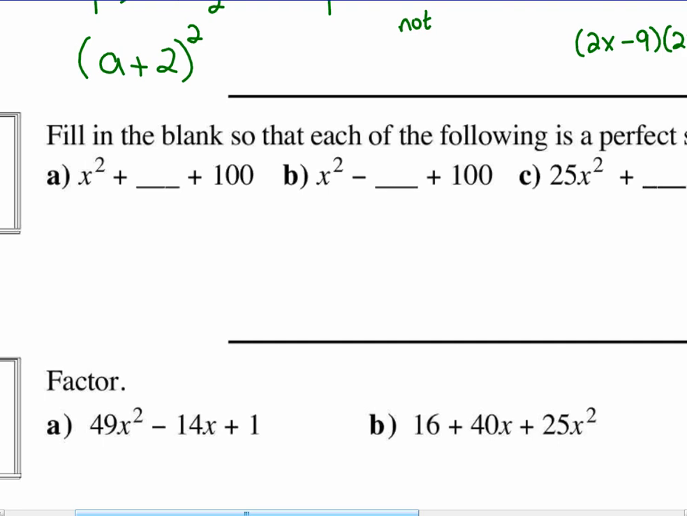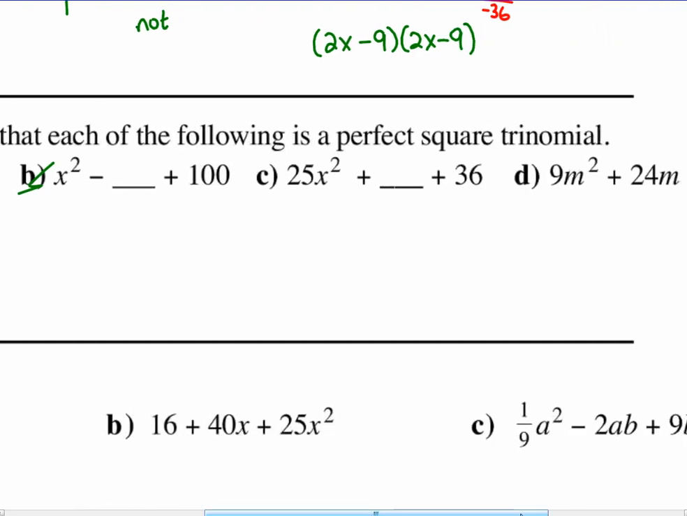If this was a perfect square, let's skip A and B. Go to C. They're telling us it is a perfect square. What were the two numbers going to have to be underneath 25? 5 and 5. What are the two numbers that have to be under 36? 6 and 6. So what would the middle term have to be? 5 times 6 is 30. And this one, 5 times 6 is 30.